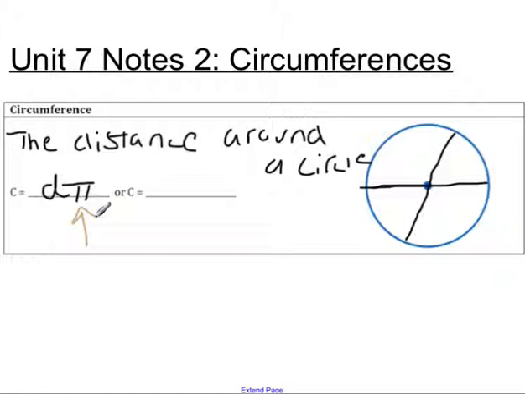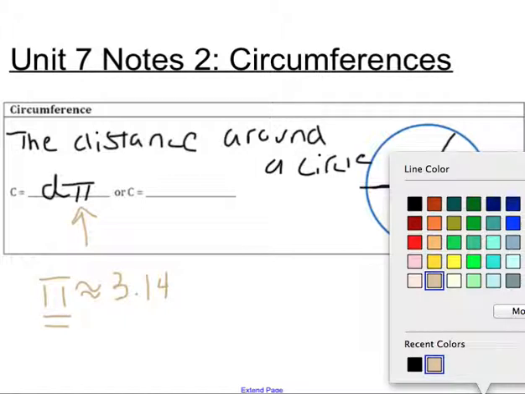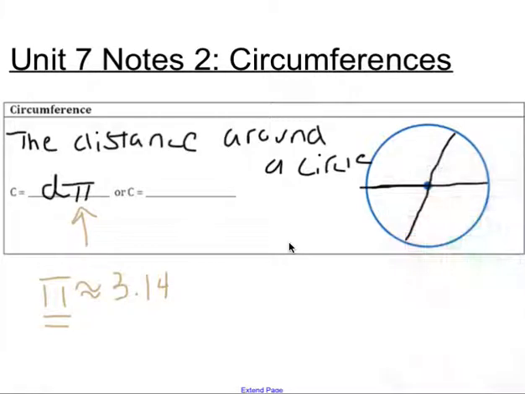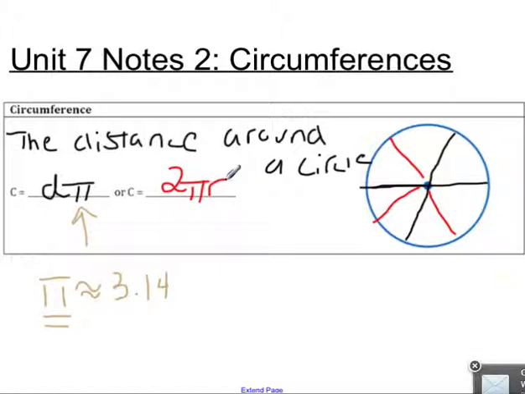Pi represents a number. Pi is about 3.14. But when you're doing all of these calculations, I want you to actually use that pi button on your calculator as opposed to 3.14. Now, let's say, for example, we just know a radius of the circle. We know this distance, or this distance, or this distance. Remember, they're all the same. If we know a radius, then we use the equation 2 pi r. So we use both of these depending upon which part of the circle we know. So let's take a look at this.